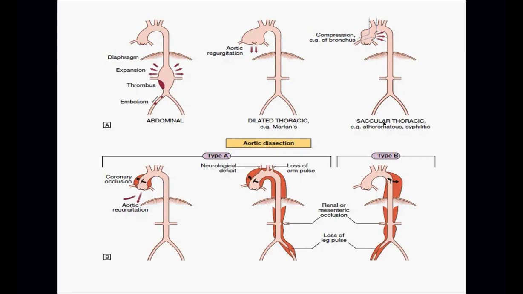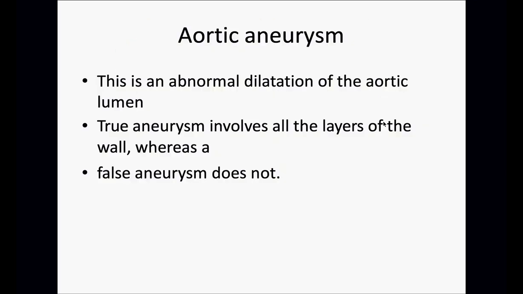In the bottom of this slide, we see aortic dissection. We have two forms of aortic dissection that we will discuss later. Aortic dissection is type A if it involves the ascending aorta, and is type B if it involves the descending aorta. Next slide.